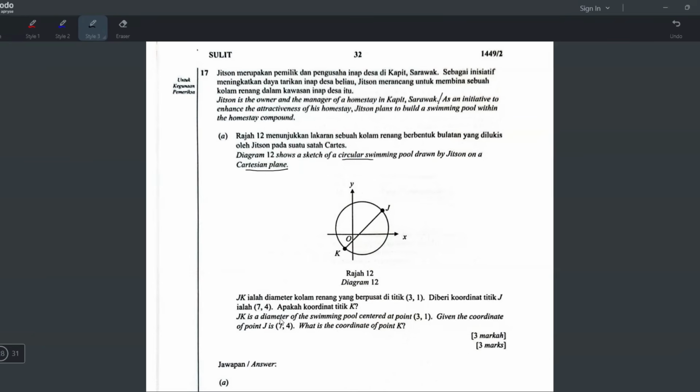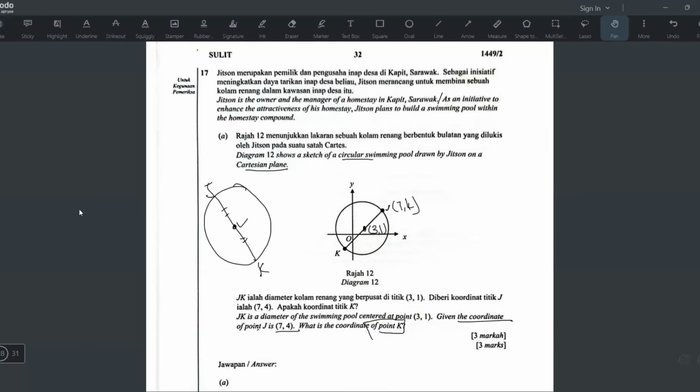Okay, so JK is the diameter. If JK is the diameter, that means the center of the circle must be the midpoint of JK, because we all know a diameter passes through the center. And the diameter is 2 times the radius. So if I get the midpoint of JK, that would be the center. They say the center is at (3, 1). That's good, they give us the center coordinate. Given the coordinate of point J is (7, 4), what is the coordinate of point K?